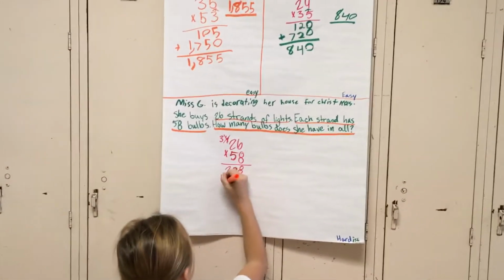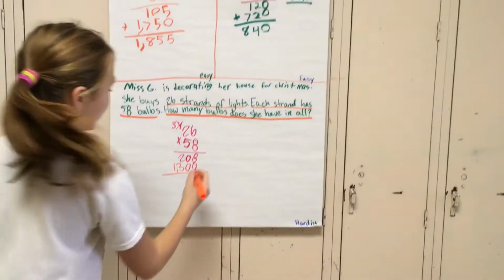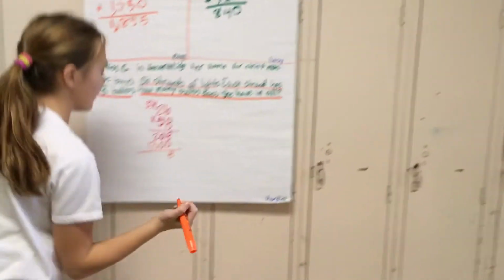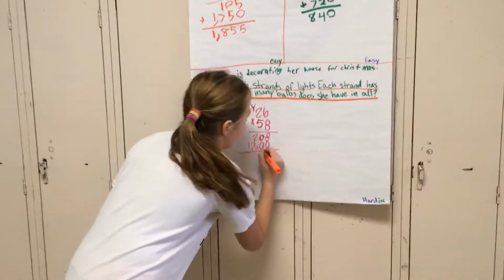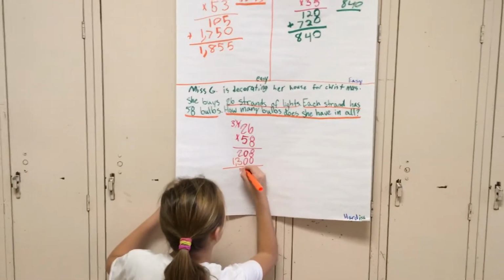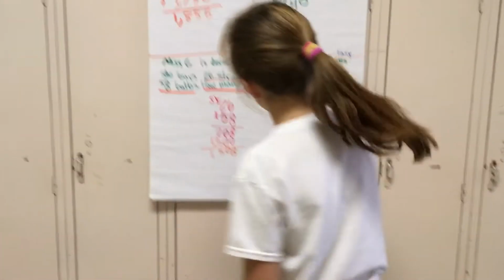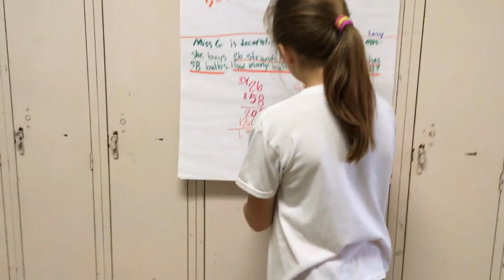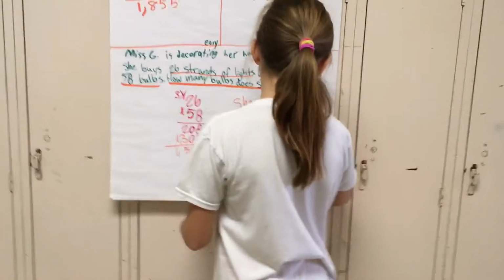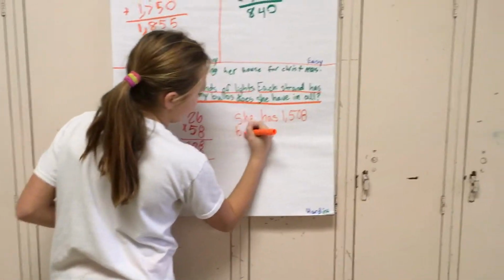And then we're going to add. So 8 plus 0 is 8. 0 plus 0 is 0. And then 3 plus 2 is 5. And then 1 plus 0 is 1. So our answer is she has 1,508 bulbs.